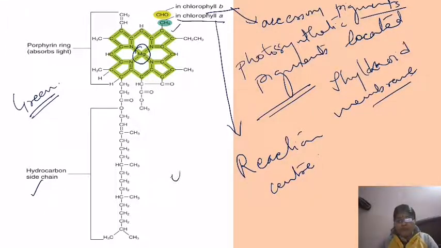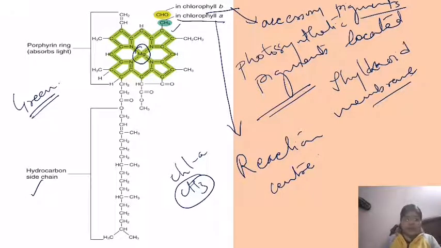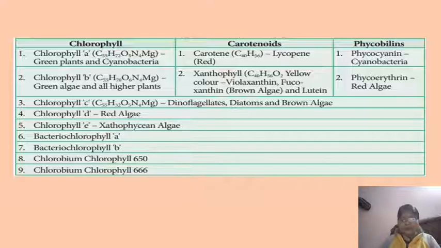Chlorophyll A has a methyl group, CH3, in it, and chlorophyll B has an aldehyde group. Chlorophyll A is mostly acting as your reaction center.